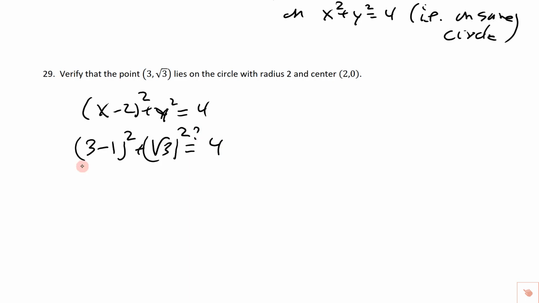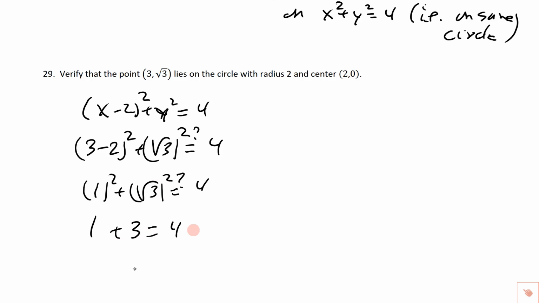So let's see. Oh, I know what I did. That's a 2. I was thinking ahead of the answer. Okay, so 3 minus 2, that's a 1 squared. Radical 3 squared. Let's check and see if it equals 4. This is a 1 plus 3 because the square roots and the squaring undo each other. So we end up with a 4. So yes, that checks out.